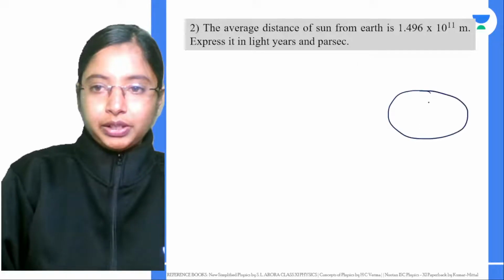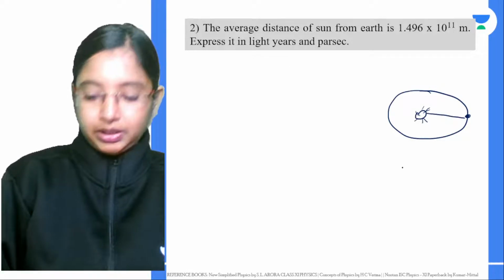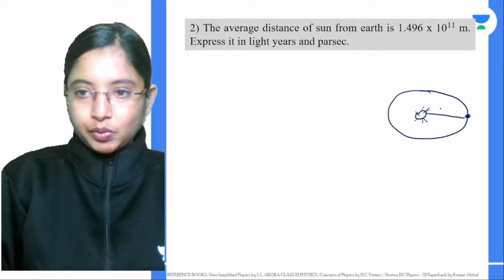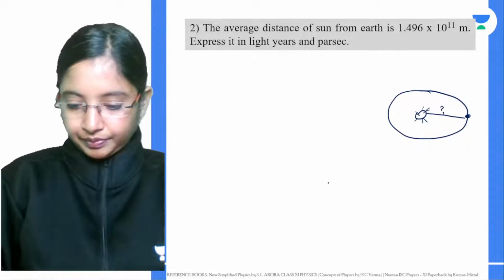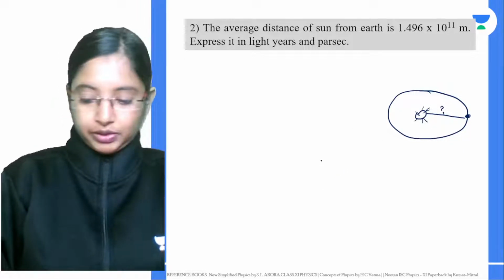So in the orbit, you have basically the sun in the center, right? So earth somewhere over here. The distance between the earth and the sun. What is this distance? Right? Think about this. What do we call the distance between the earth to the sun?